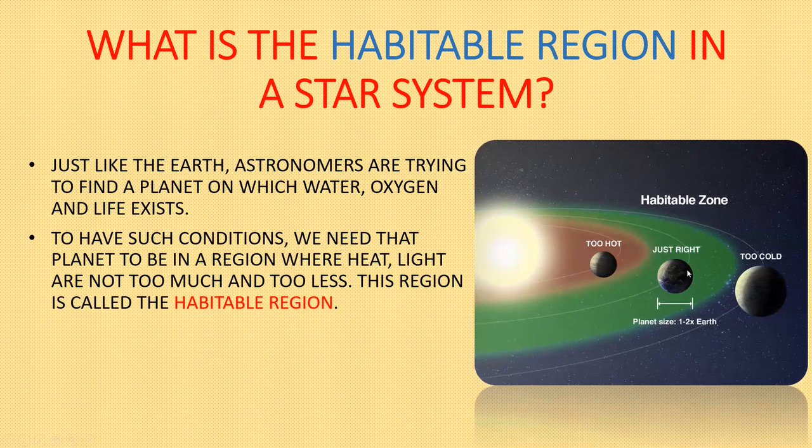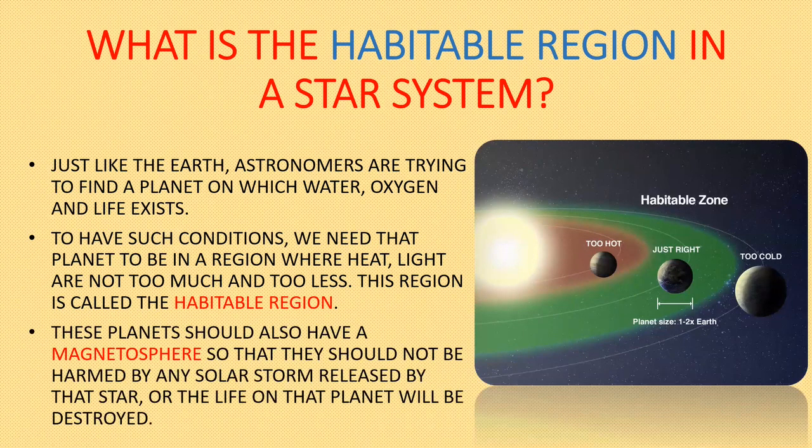So the next important concept we are going to talk about is the magnetosphere of the planet. What is the magnetosphere? The magnetosphere is the magnetic field of that exoplanet. If a star creates a solar storm, the solar storm can destroy life on the planet and the atmosphere can be blown away into space. But when a magnetosphere is there, the magnetosphere protects the atmosphere, and due to this, life is also protected.